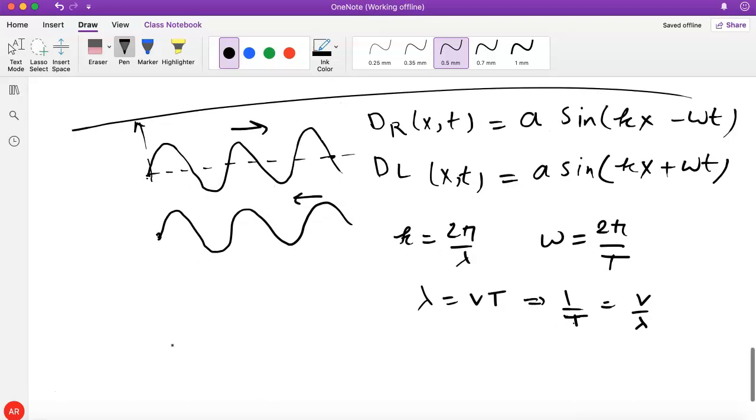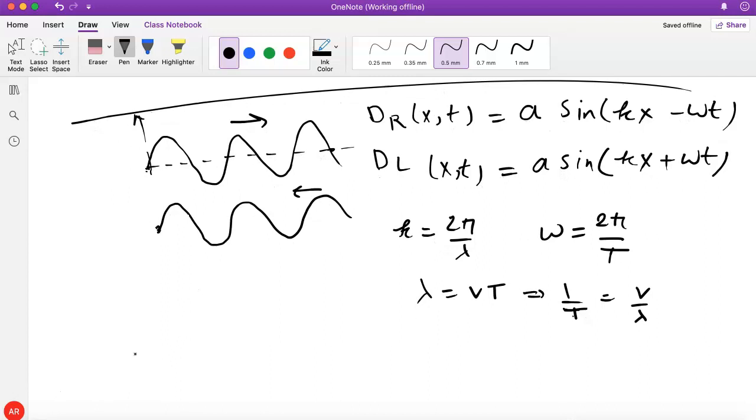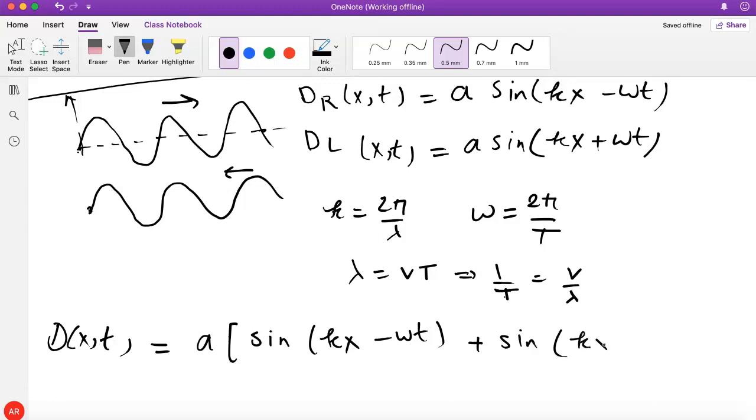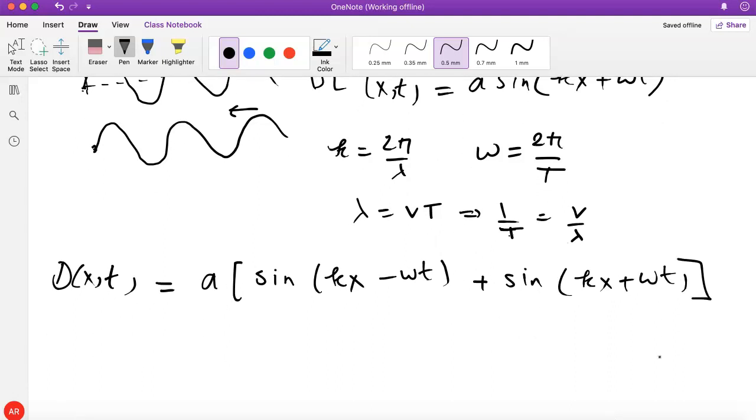Now, if we add them, we have the expression, so therefore D of x and t, the superposition that we get from adding these counter-propagating sinusoidal waves with the same amplitude, same wavelength, and same frequency, or same period, becomes a sine kx minus omega t plus sine kx plus omega t. All right.